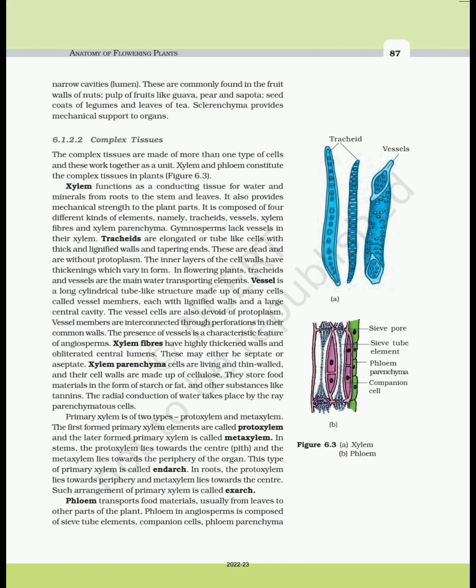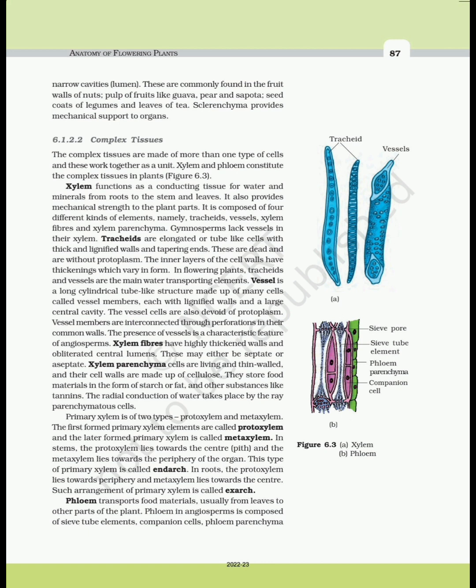Gymnosperms lack vessels in their xylem. Tracheids are elongated tube-like cells with thick and lignified walls and tapering ends. These are dead and are without protoplasm. The inner layers of the cell walls have thickenings which vary in form. In flowering plants, tracheids and vessels are the main water-transporting elements.